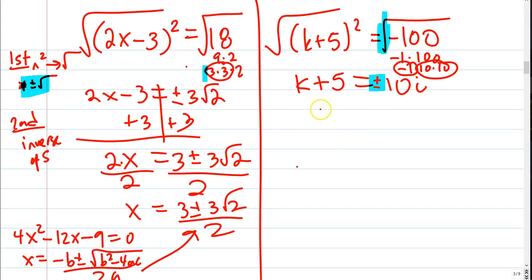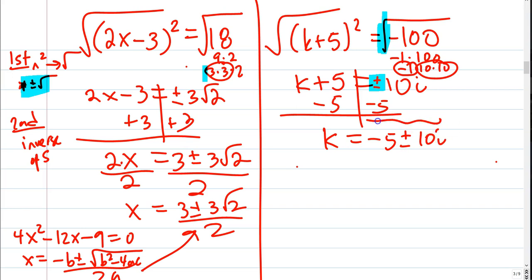How do I solve for k now? Undo the adding by subtracting, so that k is equal to negative 5 plus or minus 10i. You do not want to have to run that whole thing through the quadratic formula. That is way more work than is necessary. Yes, I'm glad that you know that formula. That's going to make your life easier in the upcoming sections. No, we are not using it yet. It's not practical yet. We will get to it in the next section.